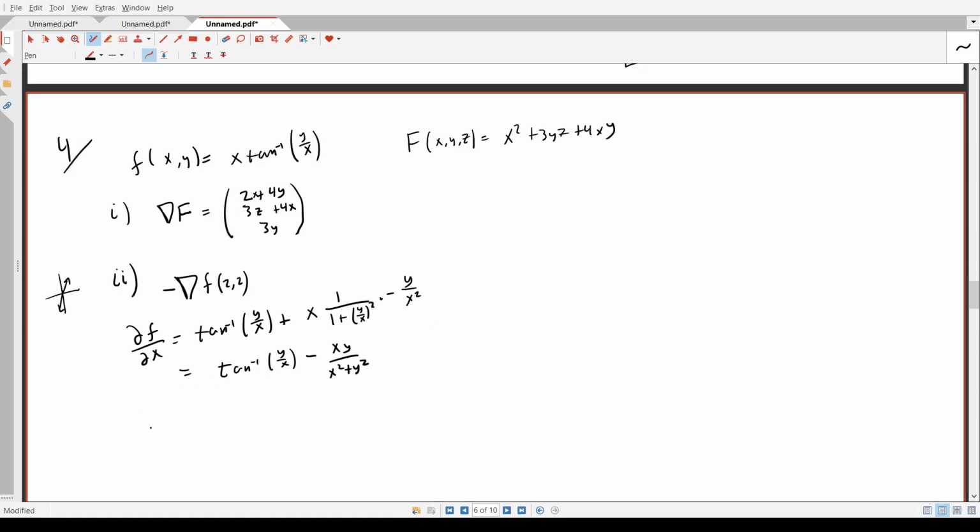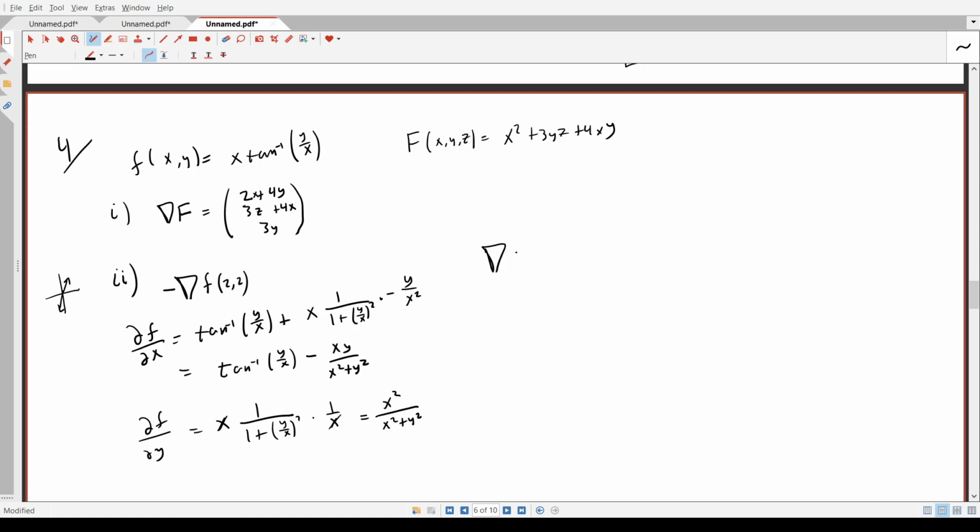Okay, and then I want df dy. This is a lot simpler. This is going to be x times 1 over 1 plus something squared. I have y over x, so that's just times 1 over x. Right, I have to do the product rule. That cancels, so I end up with x squared over x squared plus y squared. So that's going to give me the gradient.